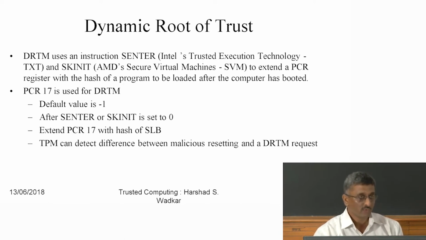By default, if you start your TPM, the PCR values are initialized to 0, but this is the PCR which is initialized to -1. The default value of PCR 17 is -1. There are commands, after SENTER or SKINIT, it is set to 0. Extend PCR 17 with the hash of the SLB. The TPM can detect the difference between malicious resettings and the DRTM request.